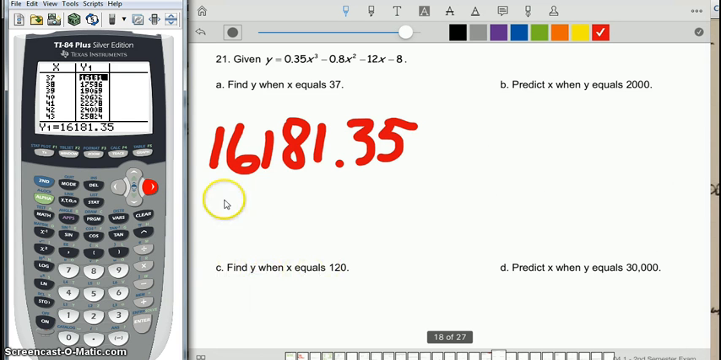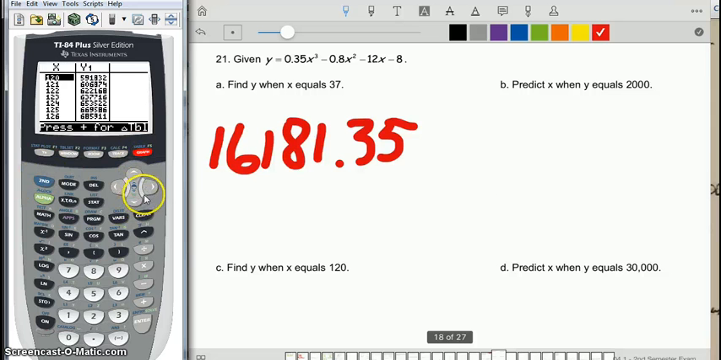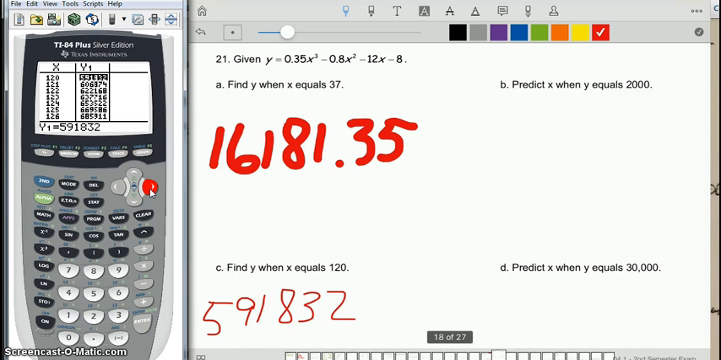For letter C, I would do the same thing. Second window, and then my table set would be 120. And then I do second graph, and let's see at 120, the answer is 591,832. Not a big deal there. Those are going to be kind of easy.